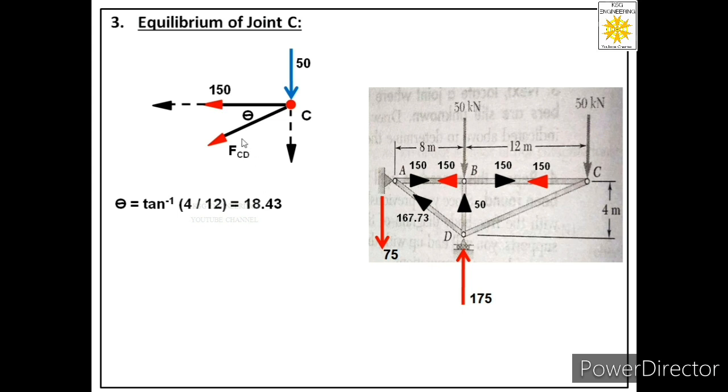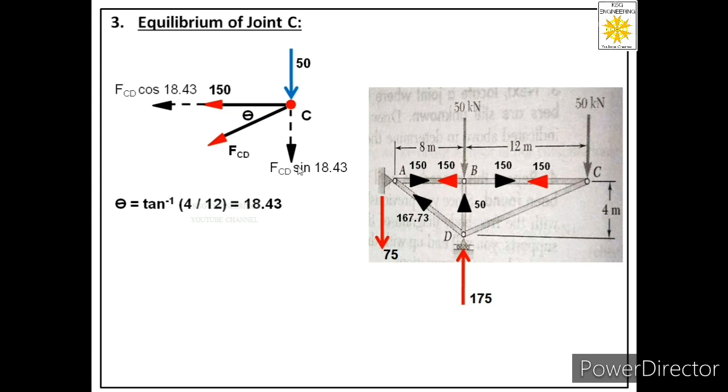Now we have considered the angle of this force with this component as theta. It means this is a cos component and this will be a sine component. So let us label the magnitudes. We will say this is FCD cos 18.43 and this will be FCD sin 18.43. Now we are ready with the free body of joint C, so let us apply the equations of equilibrium.